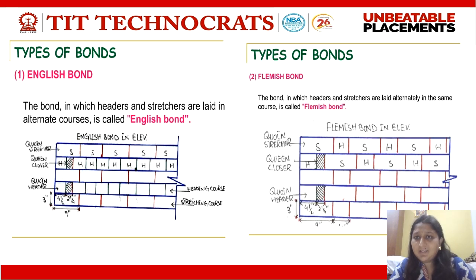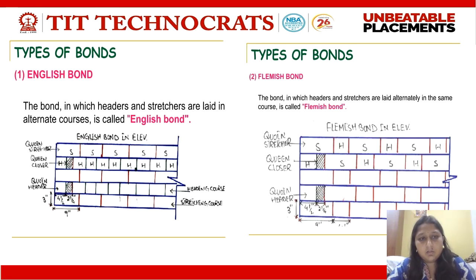Then a question may arise: what are the different types of bonds created in brick masonry? Now we'll be discussing bond. Bond basically is the joint between two bricks. As you can see here in the diagram, S and H. S, as I've mentioned, is the longer portion of the brick and is called a stretcher, whereas the smaller portion is called a header.